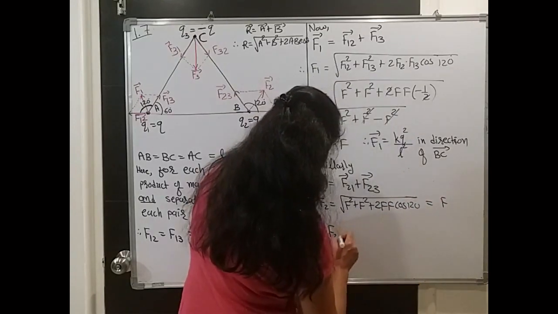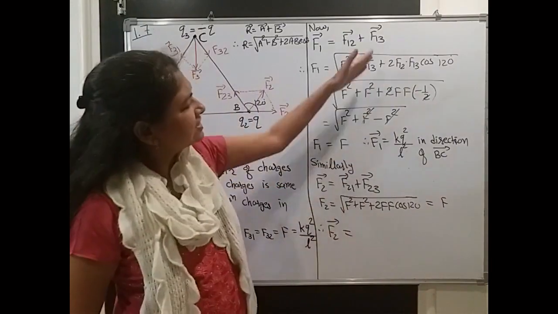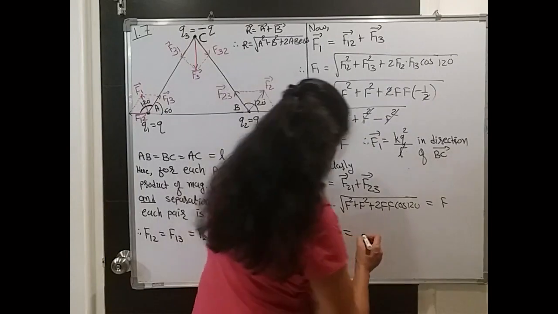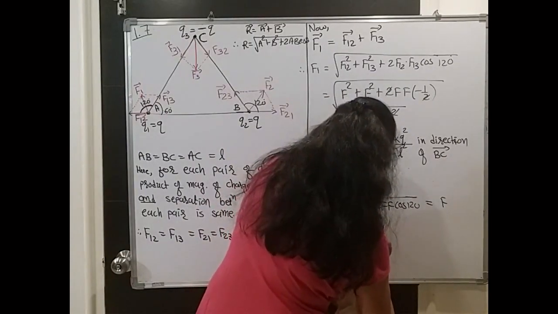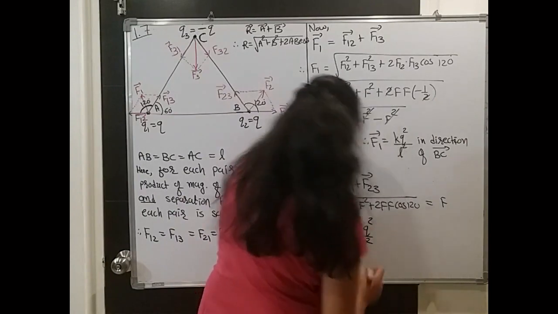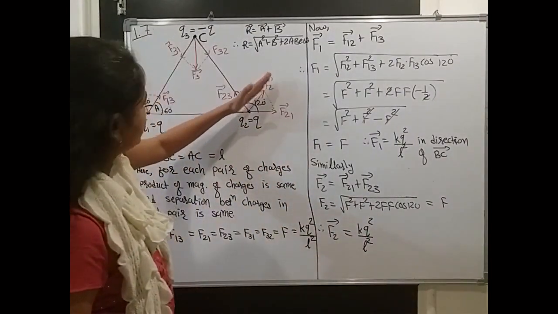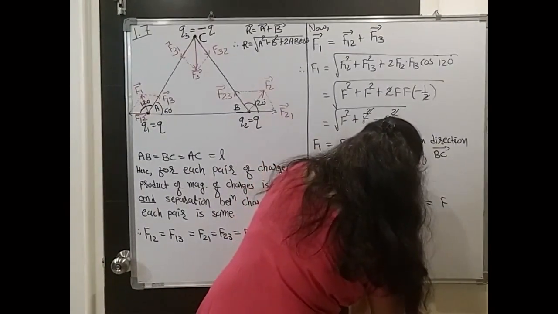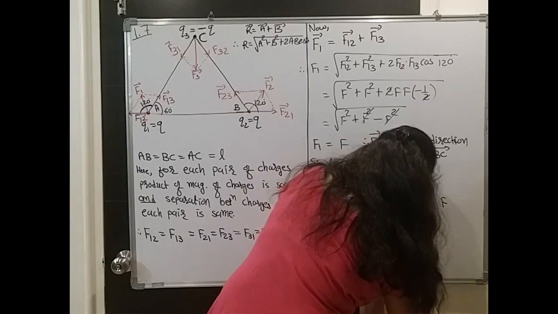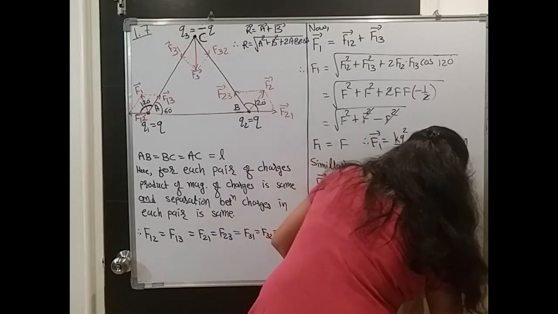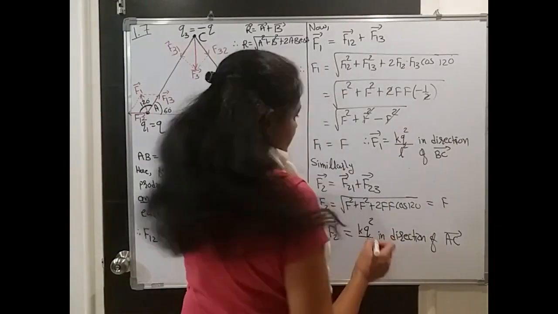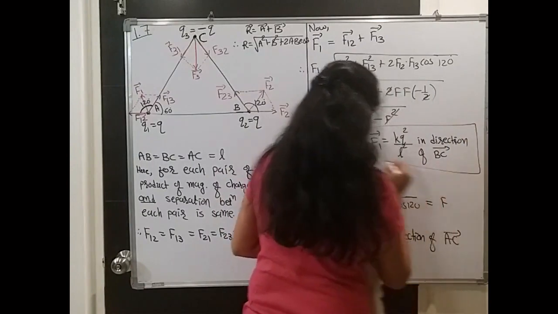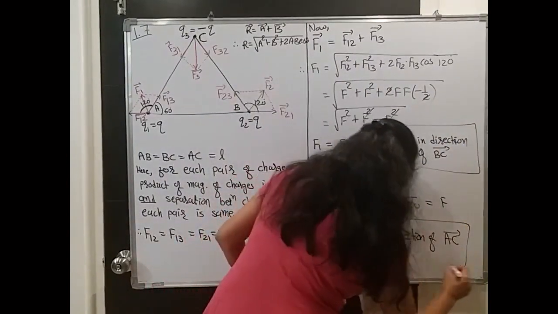So vector F2. The same procedure we have to follow here, that's why I haven't written it. So F2 equals KQ square upon L square. Now what is the direction? The direction of F2 is the same as AC. Okay, so I can say that in the direction of vector AC. Okay, so here I have obtained F1, here I have obtained F2.